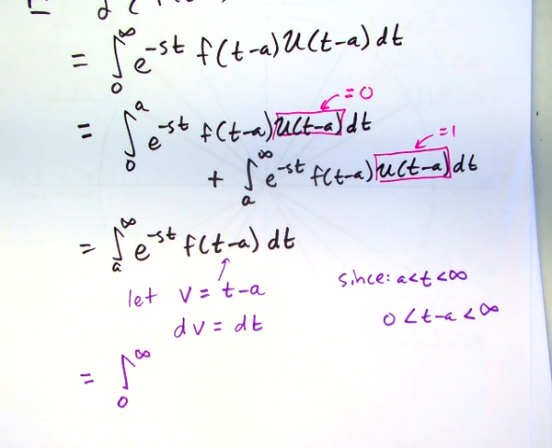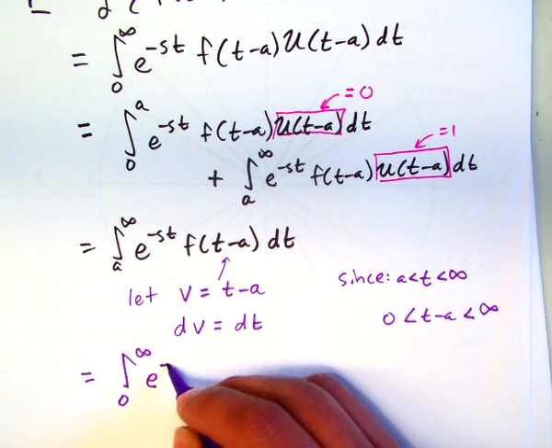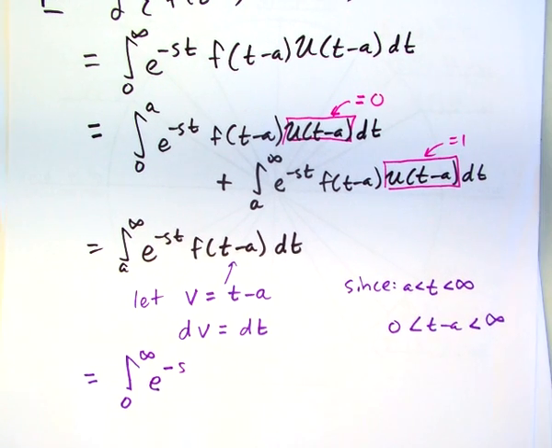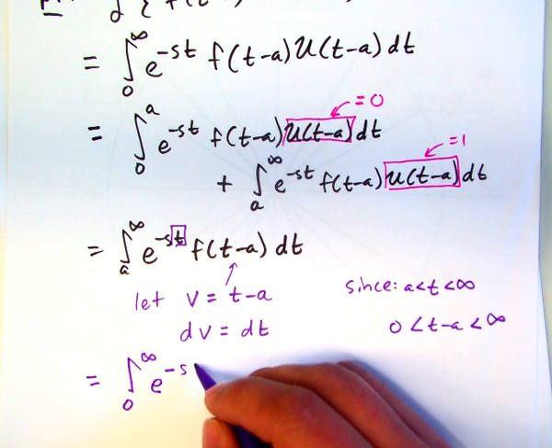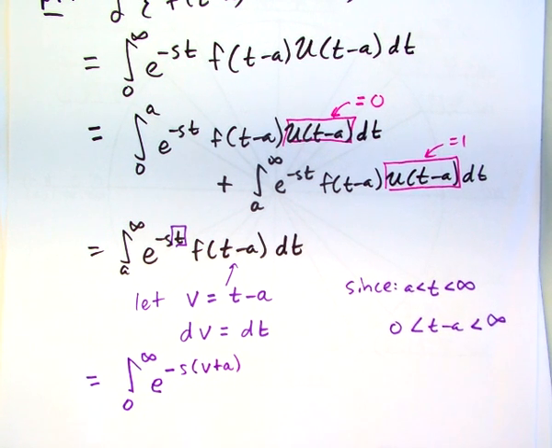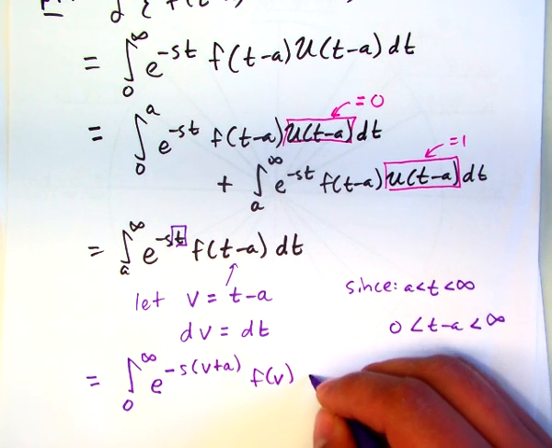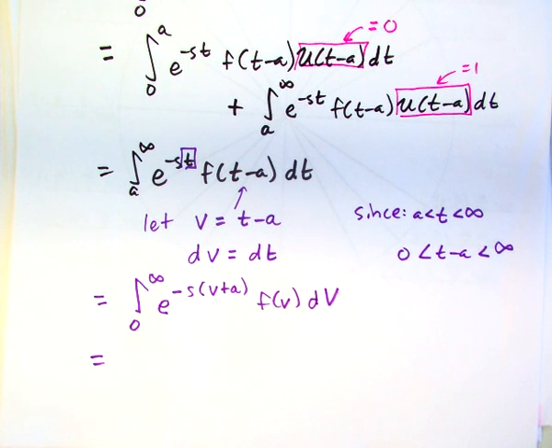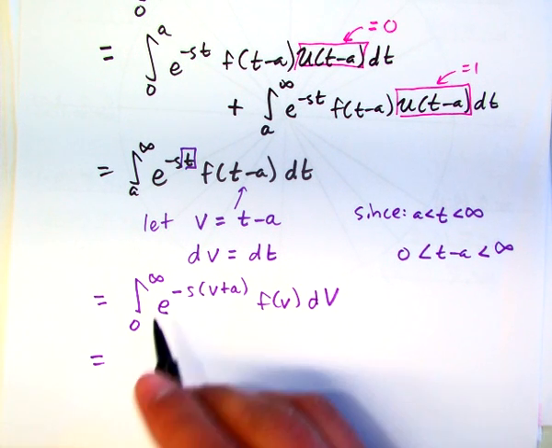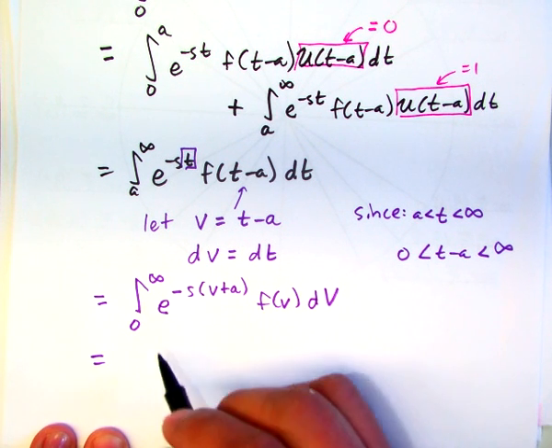We're going from 0 to infinity now. And then we have e to the minus s, and now let's change this t. If v is equal to t minus a, yep. Very good. And now we have f of v dv. So that was the key step, getting this integral back to being defined from 0 to infinity. And now we can factor out the constant, which is e to the minus as.